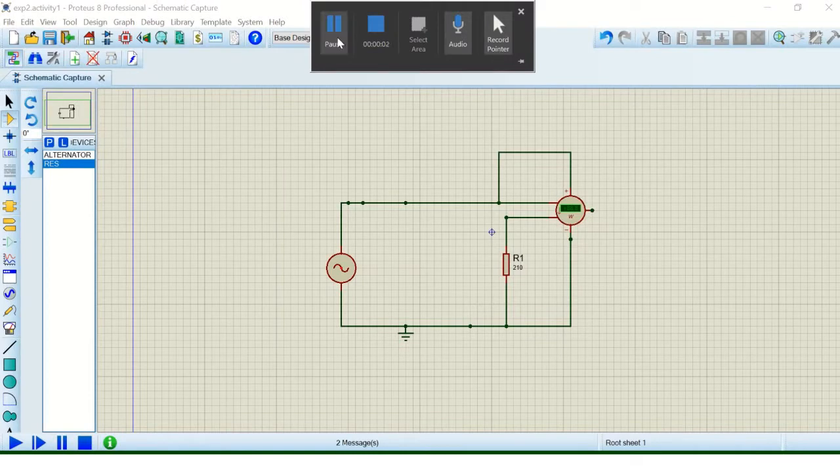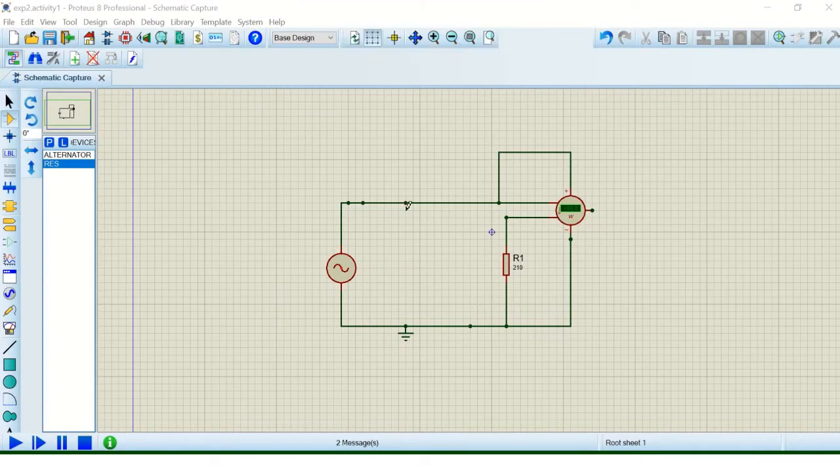Today, I'm going to show the simulation of power in circuit configuration for activity 1. Okay, first, let's see the circuit. This circuit contains an AC power supply, resistive load panel, single phase wattmeter, and don't forget to ground the circuit. Okay, let's see the AC supply.